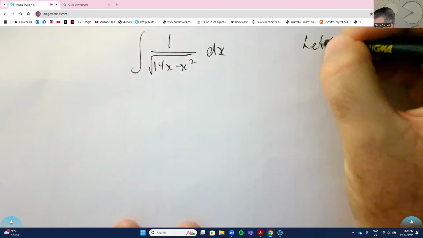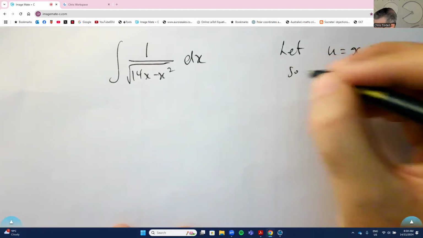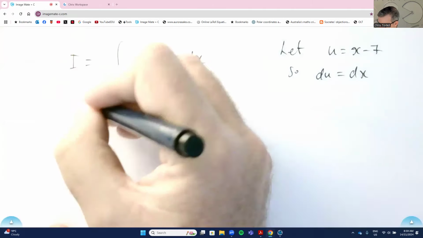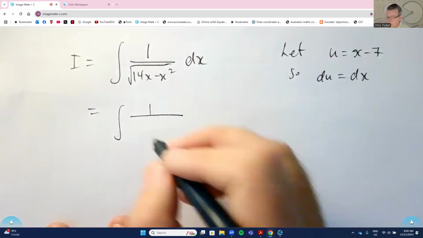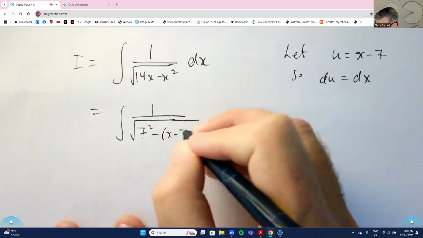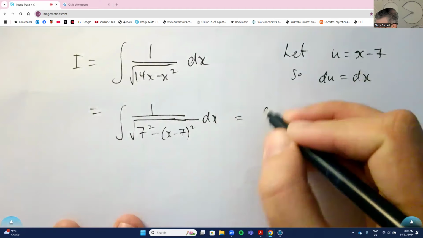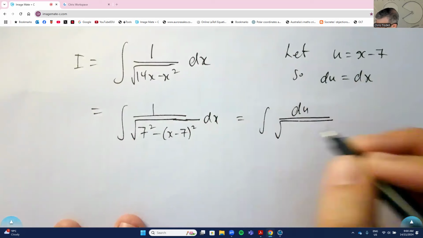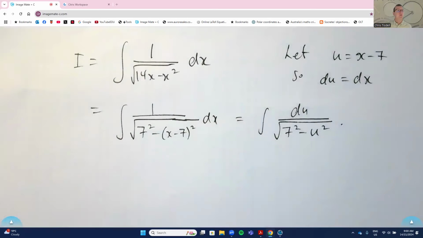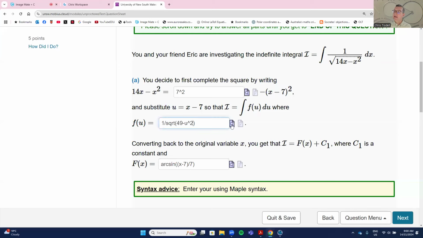All right, so they're saying let u equal x minus 7. So we're not going to change the differentials here. And this, of course, is root of 7 squared minus (x minus 7) squared dx. So you can see what's in here is our substitution. And so this is going to be du over root of 7 squared minus u squared. So that's our new simpler integral. So let me bring this back in now. And that's what I get here.